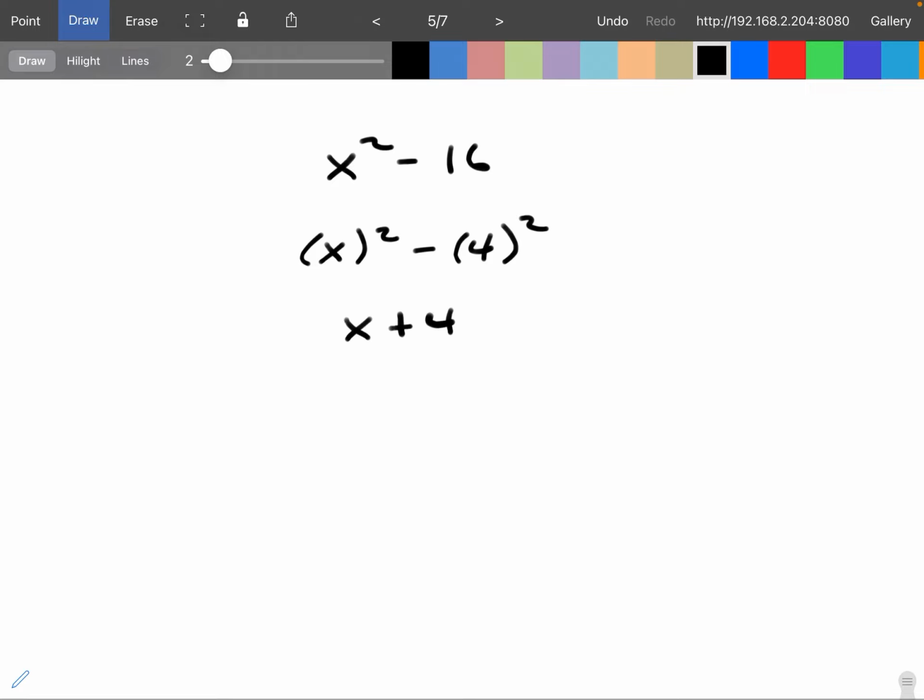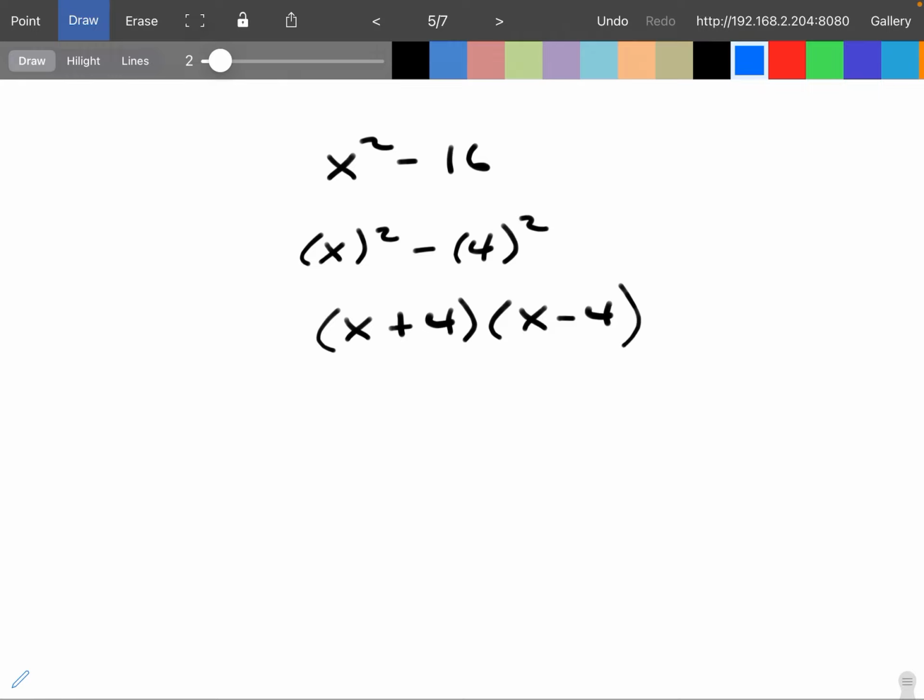So the two things that are getting squared here are x and 4, right? So one of the binomial factors is going to be x plus 4, and the other one is going to be x minus 4. That's the same answer that we got yesterday. And you should see that that works, right?